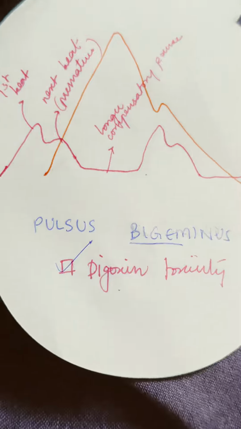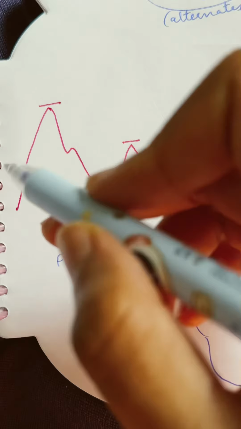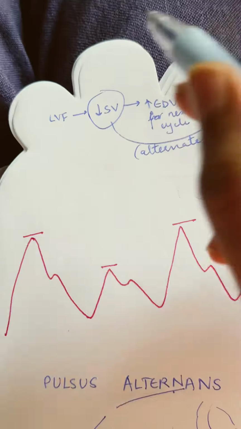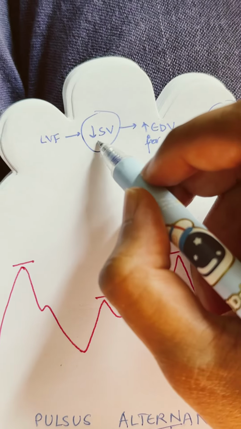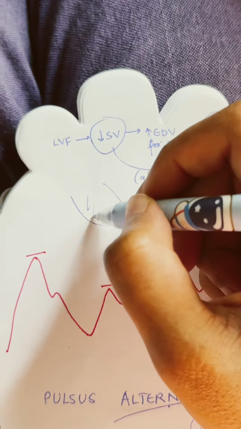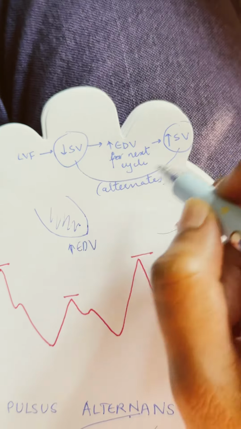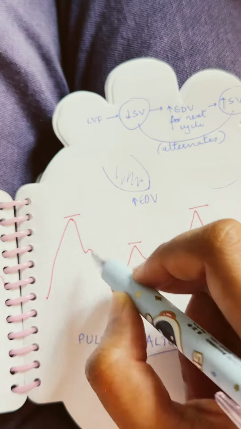In digoxin toxicity, then we have pulsus alternans. Like the name suggests, we have alternating high volume and low volume pulse. This happens in left ventricular failure because in LVF, the ventricle is not able to push out blood, so the stroke volume is decreased. That leaves more blood inside for the next cycle, which increases the end diastolic volume. Therefore, the next stroke volume is going to be high. So, therefore, we'll have the high stroke volume, low stroke volume.